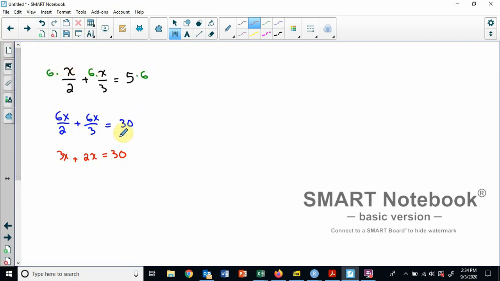I usually won't show the blue step. I will go straight from the black and green to the red, and all the fractions are gone. So now we can go through the rest of our steps. Do I have anything to simplify?